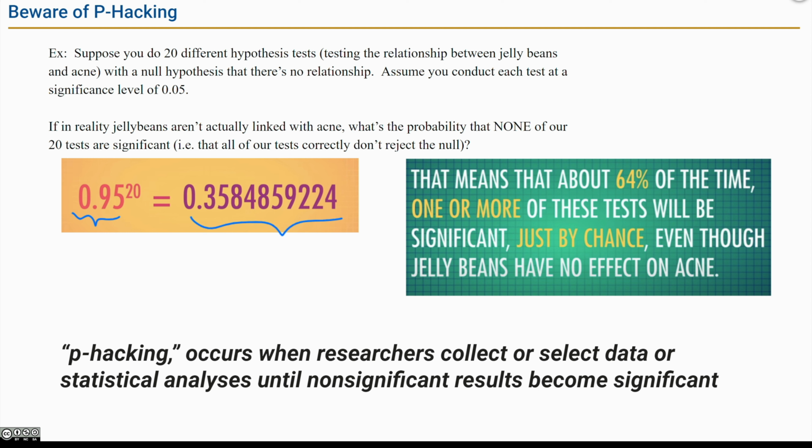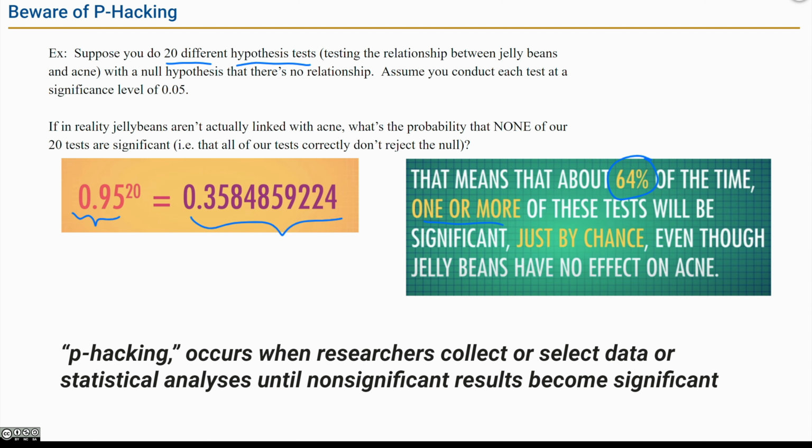But that's crazy low to think about, because that means that about 1 minus that, about 64% of the time, one or more of these tests will be significant just by chance, even though jelly beans have no effect on acne. So this is how you can see these hypothesis test errors really start to compound anytime you start doing multiple hypothesis tests. And this is actually a real problem.